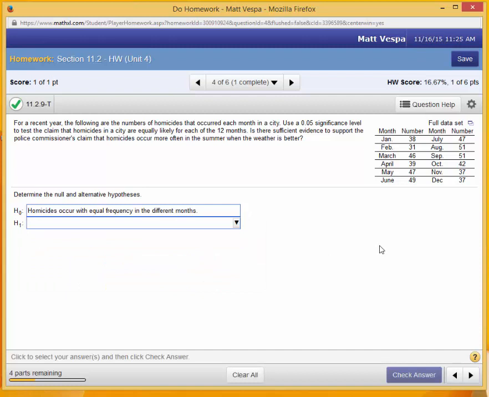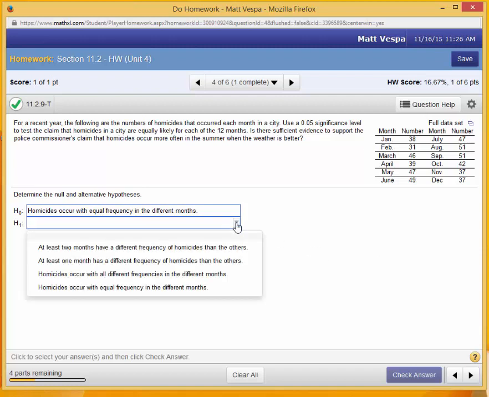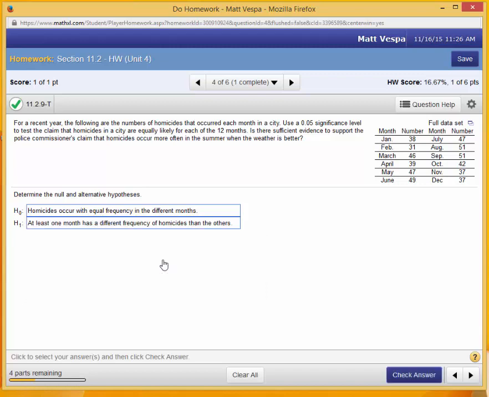We want to test the police commissioner's claim that homicides occur more often in the summer when the weather is better. Okay, so there's at least some month where the frequency of homicides is different than the rest of the months. So our alternative hypothesis will be at least one month has a different frequency of homicides than the others. Now we're not going to assume this one because that's a particular number that we don't necessarily want to mess with trying to test. We're just going to test for now that at least 1 month differs.